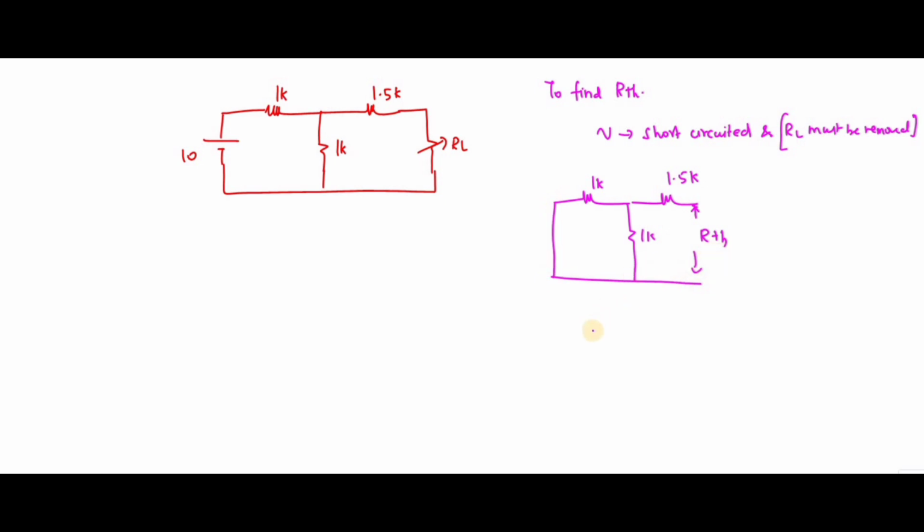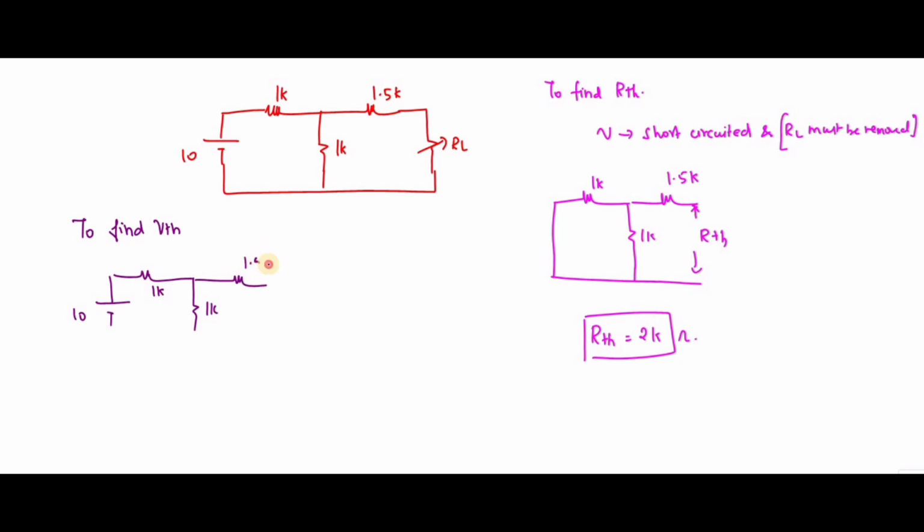Okay. So what is the value of RTH? RTH is equal to, this is 0.5 and this is 1.5. So you will get 2K, right? RTH is equal to 2 kilo ohm. So now to find VTH. Okay. And this is VTH.